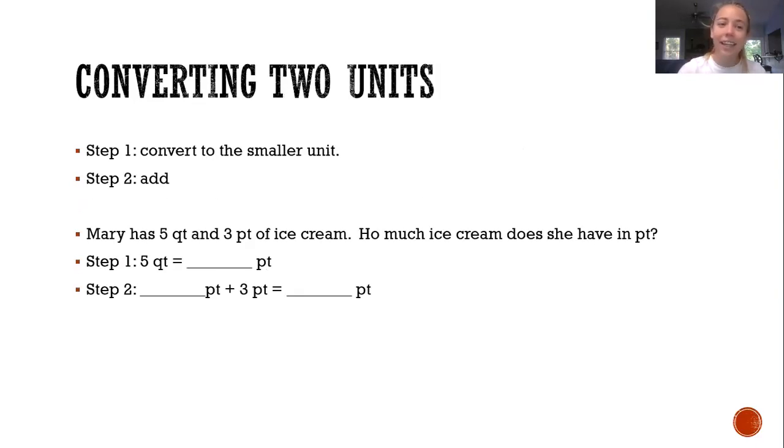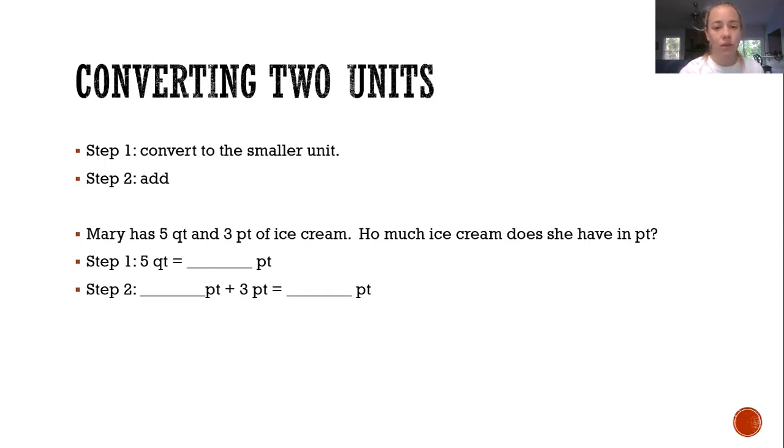Haha, just kidding. All right, if you're doing a 2-step conversion, step 1 is convert to the smaller unit. Convert your bigger unit to the smaller unit. Then you add for step 2. So Mary has 5 quarts and 3 pints of ice cream. How much ice cream does she have in pints?